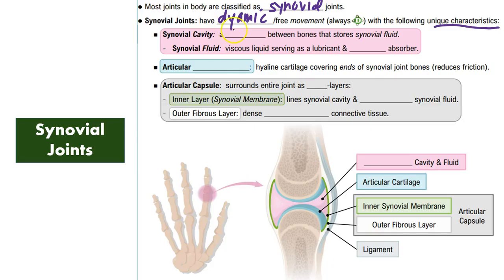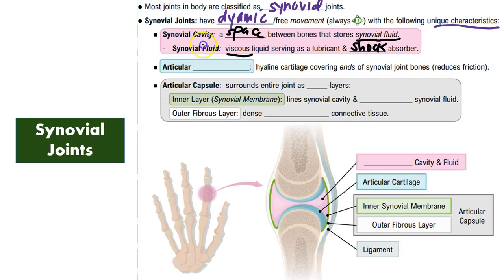So a synovial cavity is simply a space between bones that stores synovial fluid. So that's one thing we want to understand. Now, what is the synovial fluid? It's very viscous, so that means it's a very thick liquid that's serving as a lubricant and a shock absorber. So inside of this actual synovial cavity, we have that synovial fluid. And that's really going to help us have smooth movements and protect joint components.